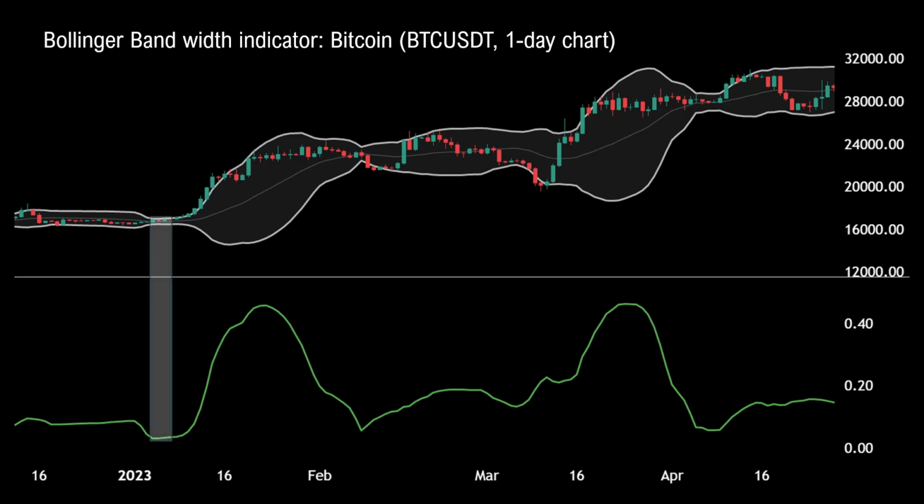So here's that first Bollinger Band squeeze on Bitcoin. Notice at this stage that the green line was quite close to 0 here, meaning volatility was very low. The same thing happens again on the second band squeeze. Also notice how the price went down first before going up as volatility expanded.